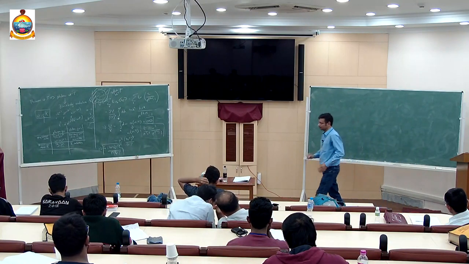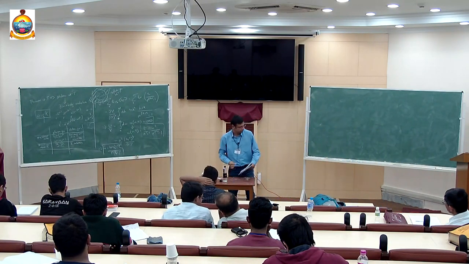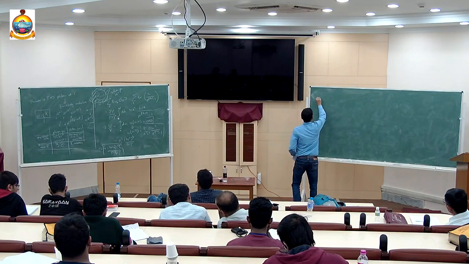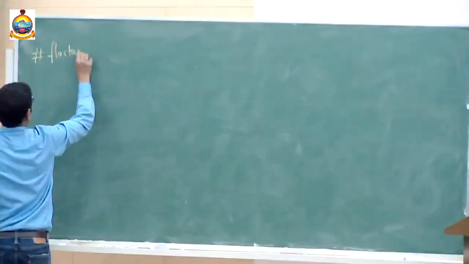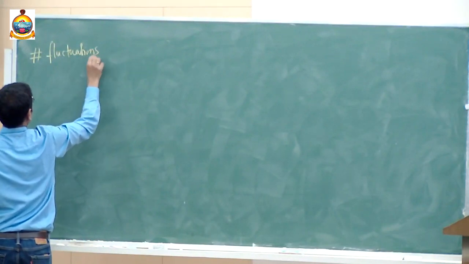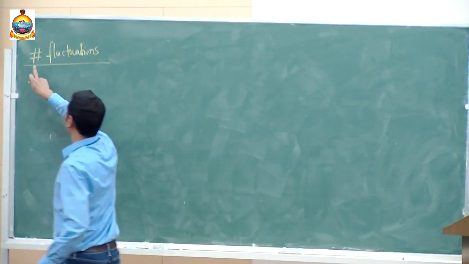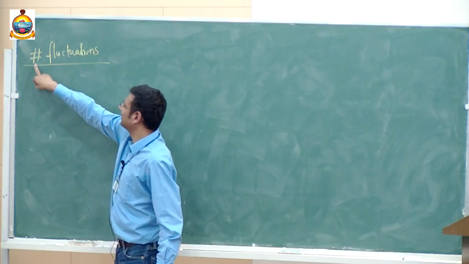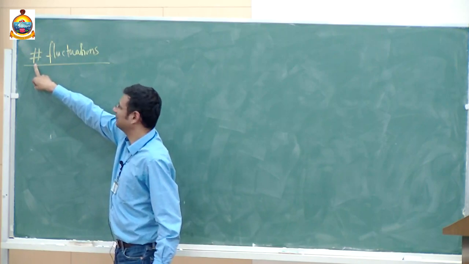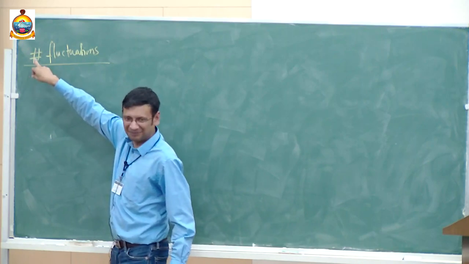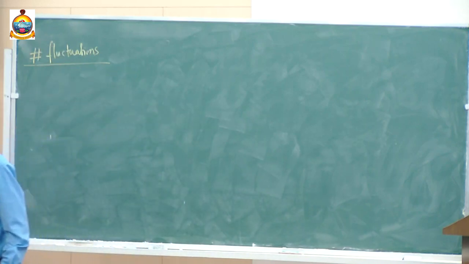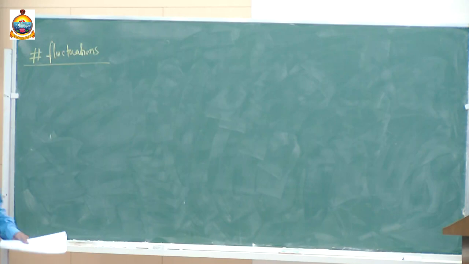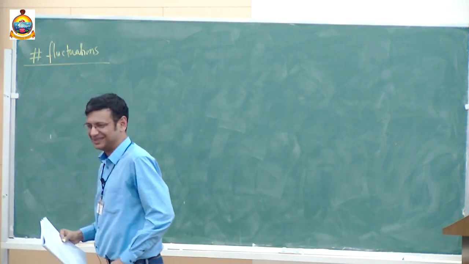So, let's consider number fluctuations. Oh, by the way, sometimes I use this symbol. This symbol is actually a reasonably accepted symbol for number. This symbol means number. Yeah, I mean, it's reasonably accepted. In seminars, I can write this and get away with it.